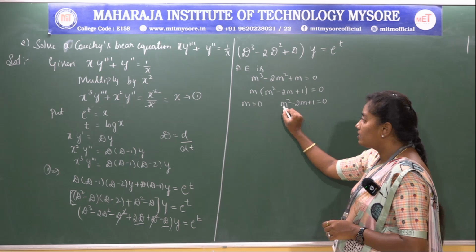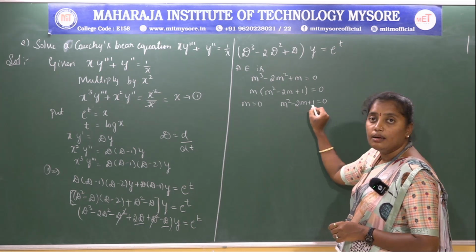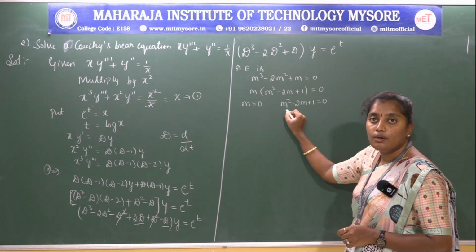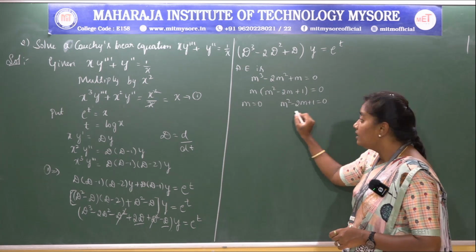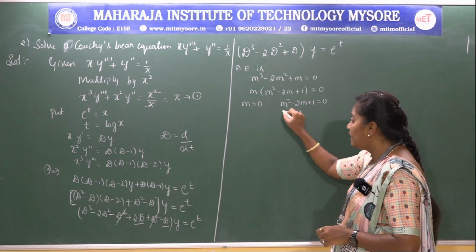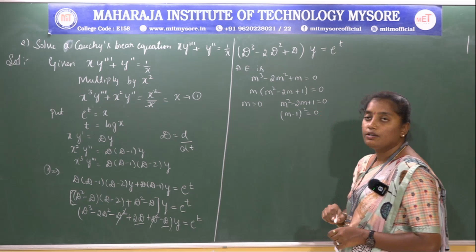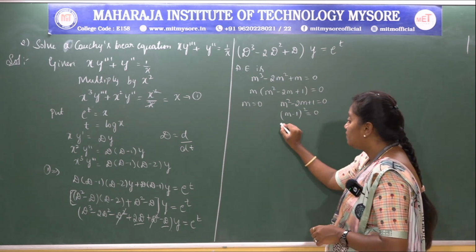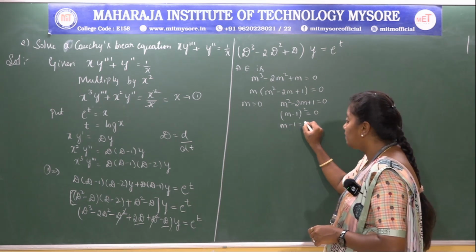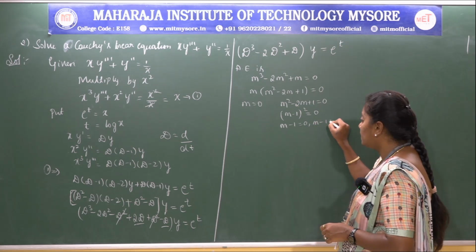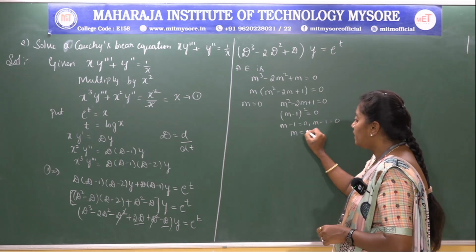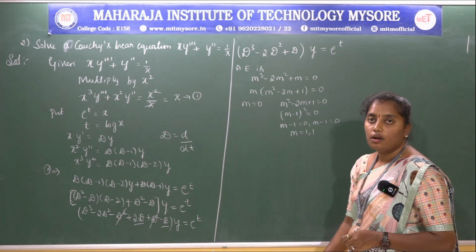This is in the form of a square minus 2ab plus b square, where a is equal to m and b is equal to 1. This can be written as m minus 1 whole square is equal to 0. That means we have m minus 1 equal to 0, m minus 1 equal to 0, which is nothing but m is equal to 1, 1.